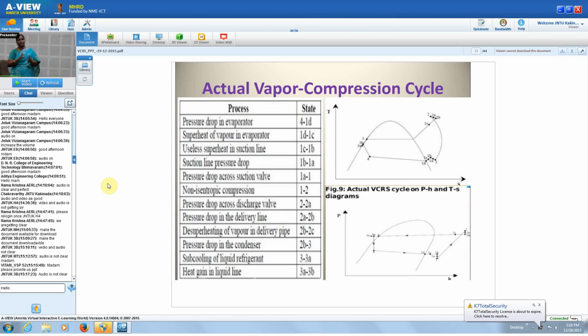So due to a number of losses, pressure losses will be there, and also heat gain in the suction will be there, and also de-superheating in the discharge valve will be there. So with all this, the modified cycle changes in this form. So superheating, then subcooling is also there, pressure drop in the evaporator, pressure drop in the condenser. So with all this, the COP will be less compared to the ideal cycle.